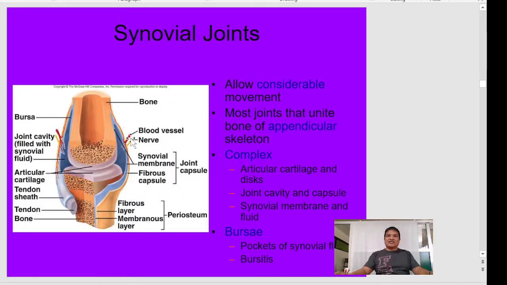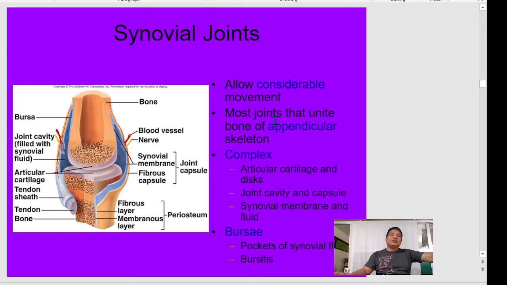So it has its capsule on the outside, then the synovial membrane, and the synovial fluid. The end of the bone is made up of hyaline cartilage, no? Where the two bones meet, both of their ends are covered by hyaline cartilage, or what we call the articular cartilage.